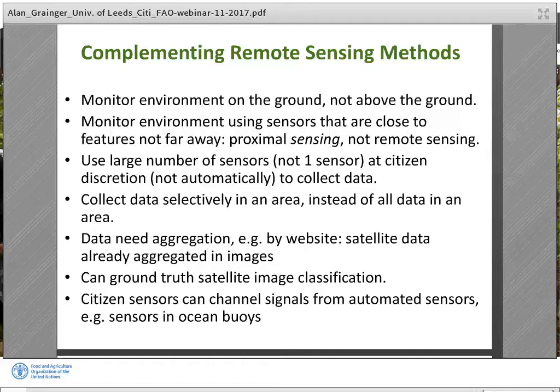Remote sensing data are collected by a satellite sensor in bite-sized chunks called images. But in citizen observatories, data collected by many sensors must be combined and integrated using sophisticated website technology. Citizen observatories can ground truth satellite image classification, and citizen sensors can be intermediate nodes in channeling signals from automated sensors, for example, those on buoys floating in the sea.